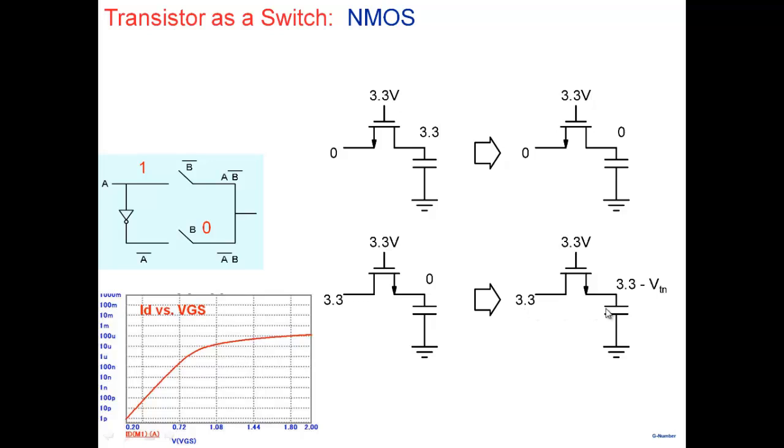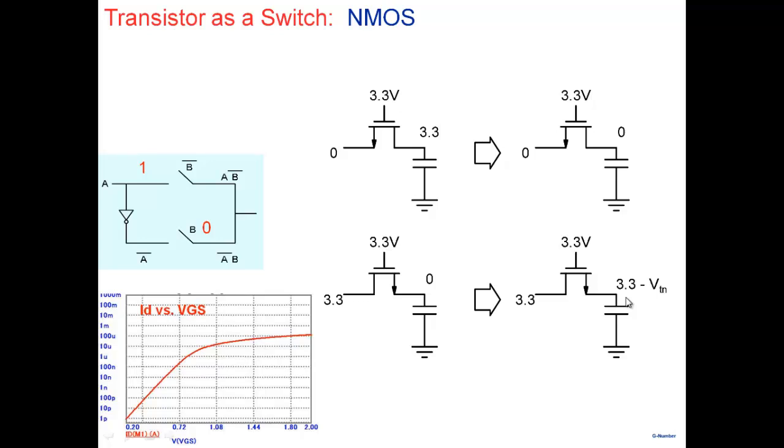So NMOS is not very good at passing a 1, taking a high value here and then passing it to the other node. If you have a 1 here and it's 3.3, we can call it a strong 1, because it's right up to VDD. And at the other end, all that we get is a weak 1. You get a 1, it is 2.3, it is high, but it's a weak value, because it doesn't reach its full value, which is 3.3. You get only 2.3 here. So you get a weak 1 here. All right, so NMOS has that particular problem.